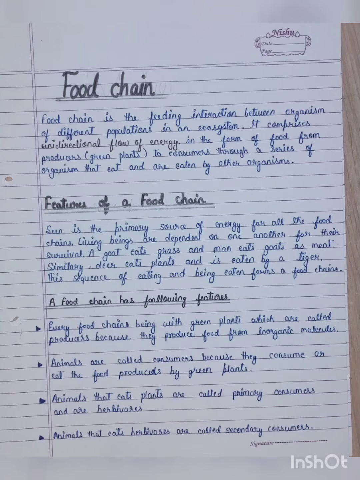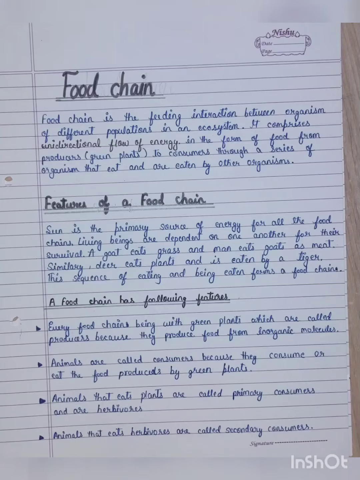Food chain. A food chain is the feeding interaction between organisms of different populations in an ecosystem. It comprises a unidirectional flow of energy in the form of food from producers, green plants, to consumers through a series of organisms that eat and are eaten by other organisms.